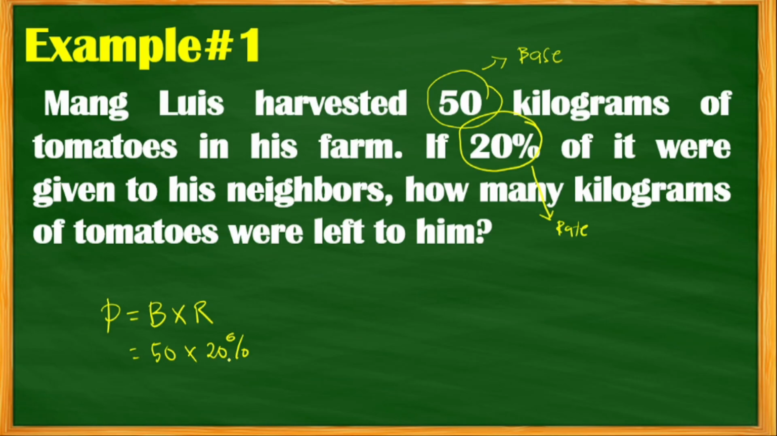So using the left method approach, you just move the decimal one place. So it becomes 5.0, or 5, multiplied by 2.0, or 2, and remove the percent sign. So it becomes 5.0 and 2.0. So remove the decimal. So 5 multiplied by 2, the answer is 10. So 10 is the percentage given to the neighbor. So 10%, 10 kilograms of tomatoes is given to the neighbor.